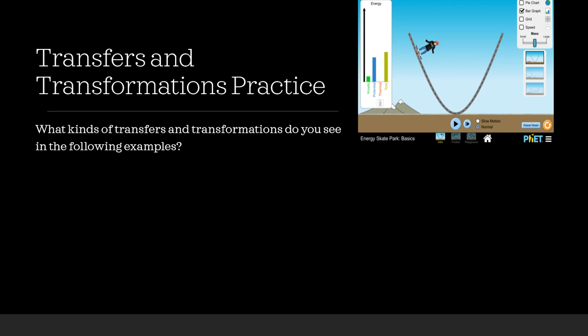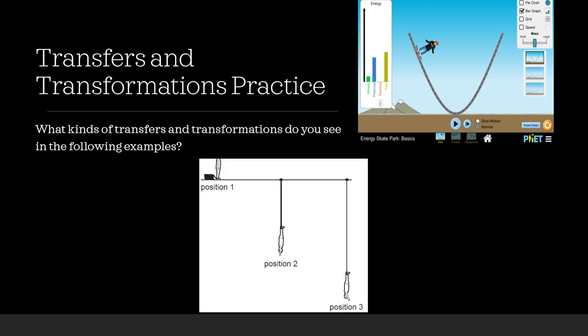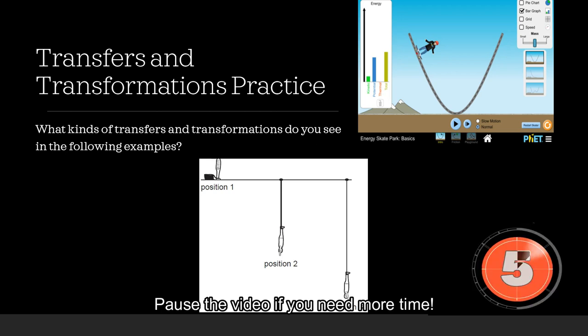Let's move on to the next example. This is a person jumping off of a platform of some kind and bungee jumping. So at position 2, that is when the cord is just starting to stretch. At position 3, that's when that cord is stretched out to its maximum. But looking at the entirety of the jump, what kind of transfers and transformations would you expect to see there?